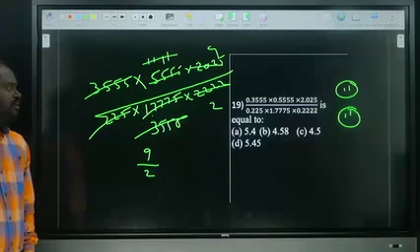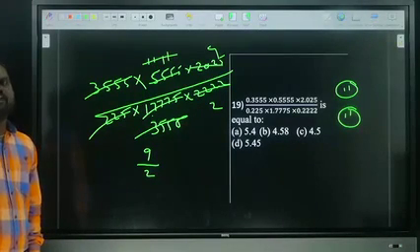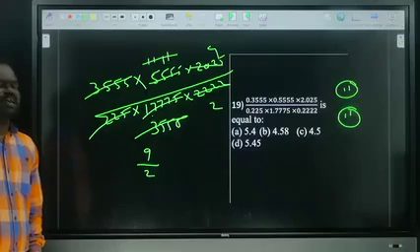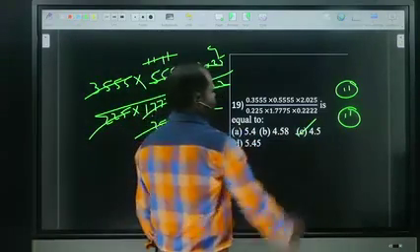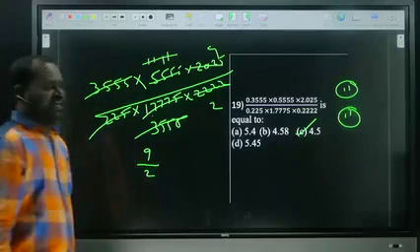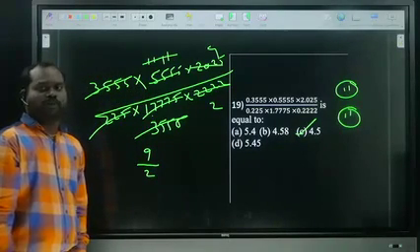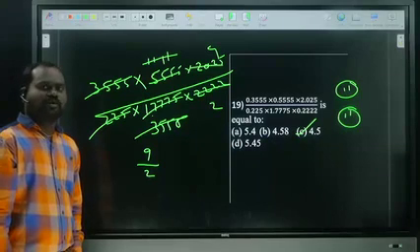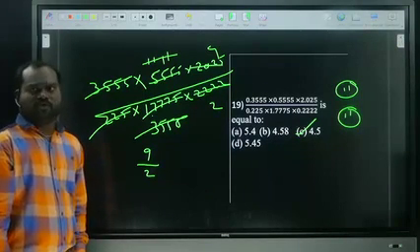9 by 2 is not in your options. All the options are in point format. 9 by 2 means nothing but half of 9. What is half of 9? 4.5. So what is the answer? Option C. If the options are in point format, then 4.5. Based on the options, sometimes they will give the option in decimals, mixed format or normal fraction. Based on the options we have to choose the answer, right?